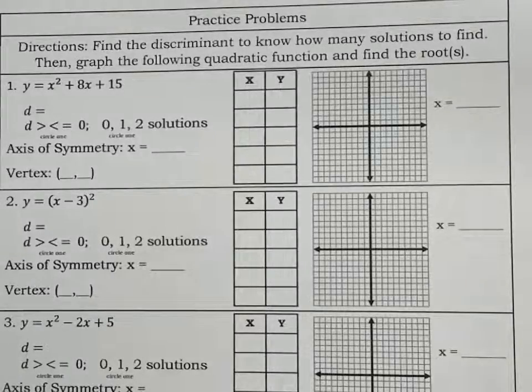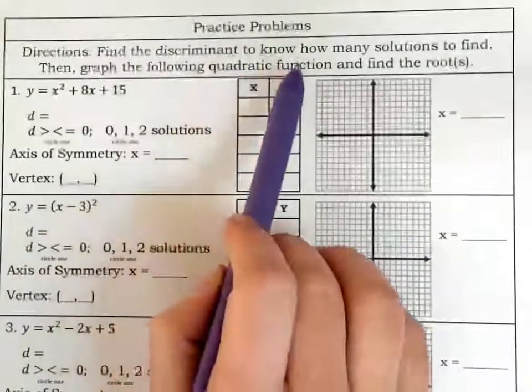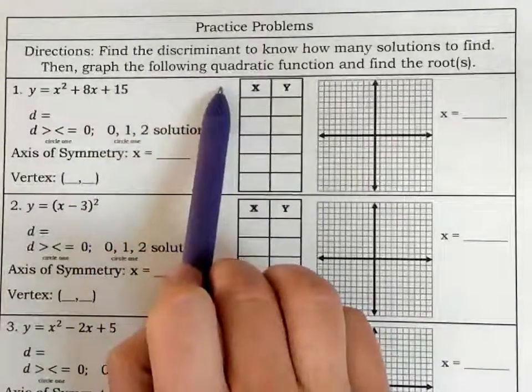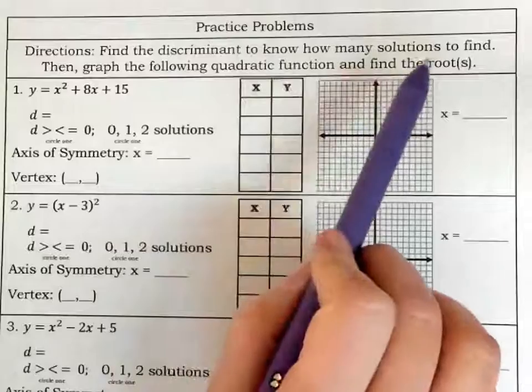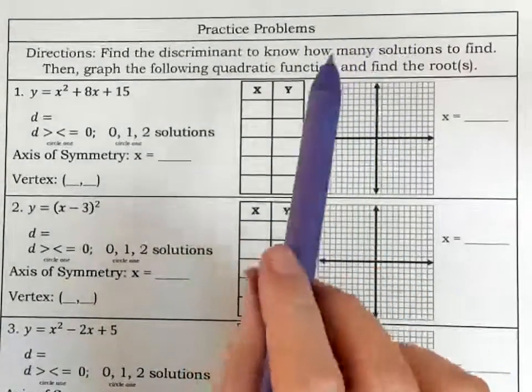Here are a few additional practice problems for the graphing method of solving quadratics. So with this method, remember we find the discriminant, so we know how many solutions we're looking for. Then we're going to graph the quadratic function and find the root or the roots, the x-intercept, zero, solution, whatever you want to call it.